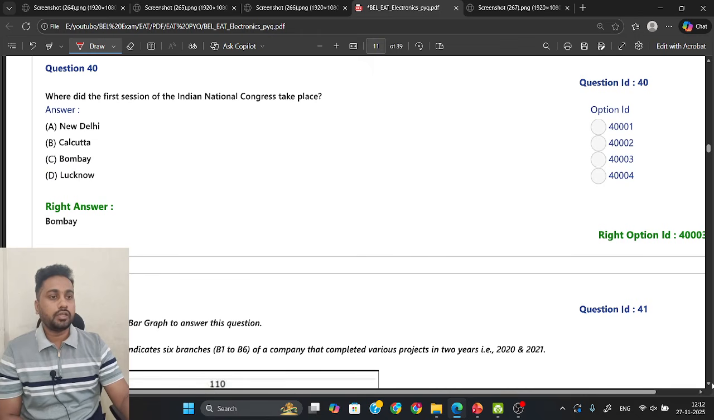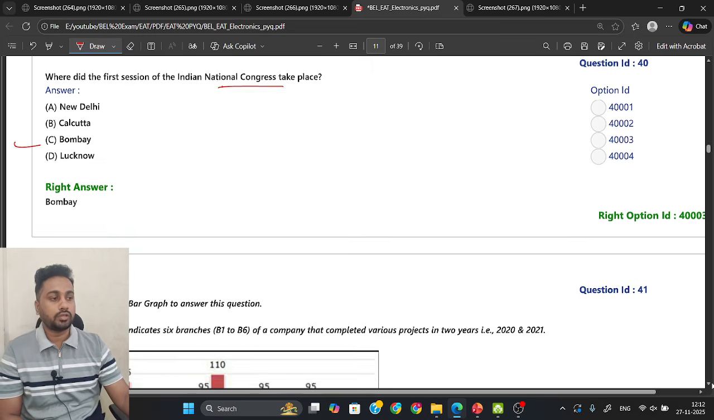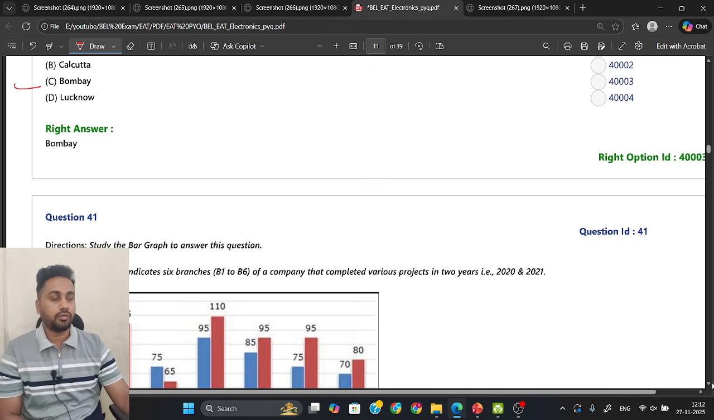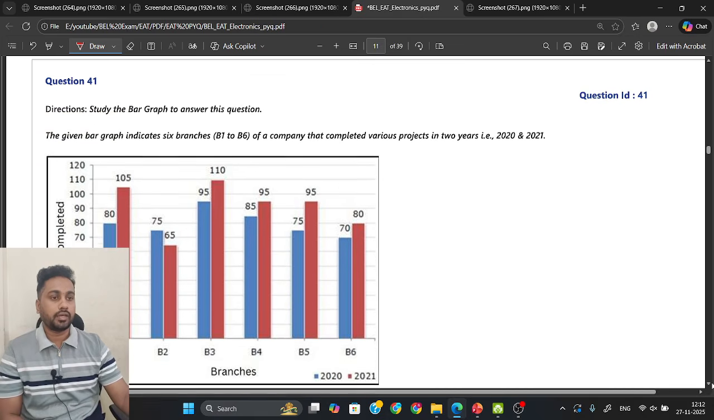Where did the first session of the Indian National Congress take place? It first started in Mumbai. At that time it was called Bombay. Okay, option C is your right answer.